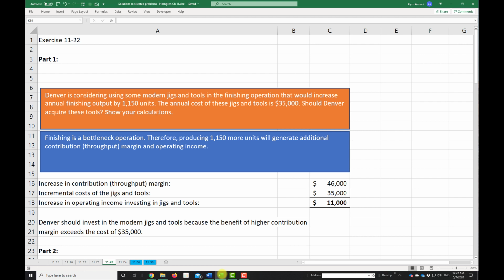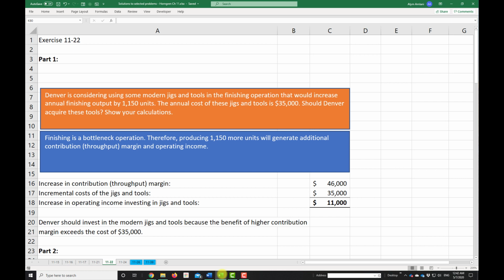Part 1. Denver is considering using some modern jigs and tools in the finishing operation that would increase annual finishing output by 1,150 units. The annual cost of these jigs and tools is $35,000. Should Denver acquire these tools, show your calculations. Now, right off the bat, we know that finishing is at capacity. It's got a constraint. It's a bottleneck operation.